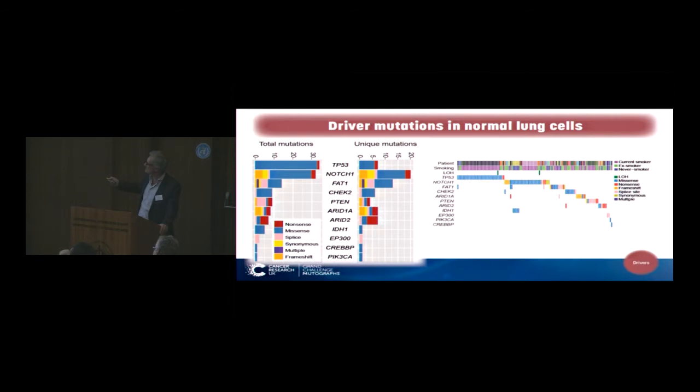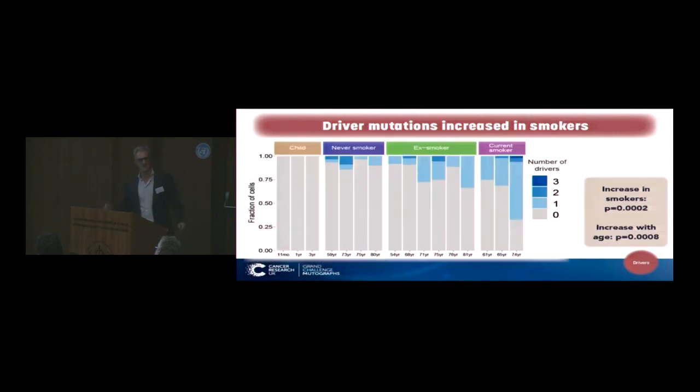You can see that, when we do this, each of the columns here is a single cell, and there are some cells here that have two or even three driver mutations of different types within the same cell. And perhaps not surprisingly, those driver mutations increase in smokers. They're present even in 5-10% of normal lung cells by the time you're middle-aged to elderly, even if you've never smoked, including some cells with two drivers here.